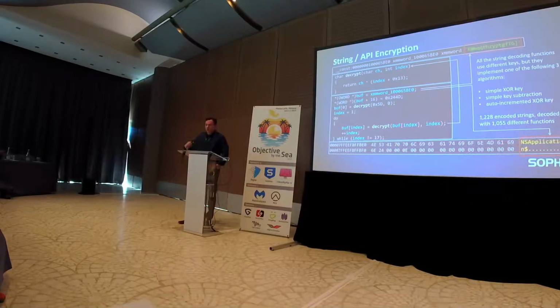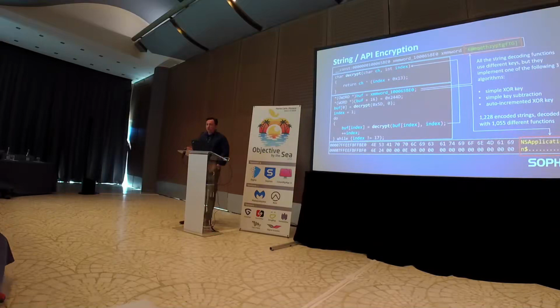And you will later see that this particular executable has a module. That module will be loaded in memory dynamically. And by applying this script to the module, it turns out that there were 1,228 encrypted strings in that module, and they were dynamically decoded on the fly during runtime by using over 1,000 different functions. So that decrypt function is one out of more than 1,000.